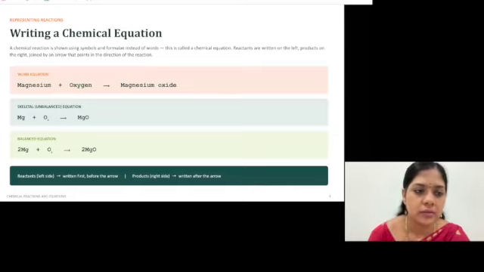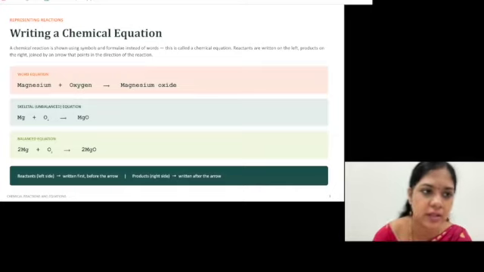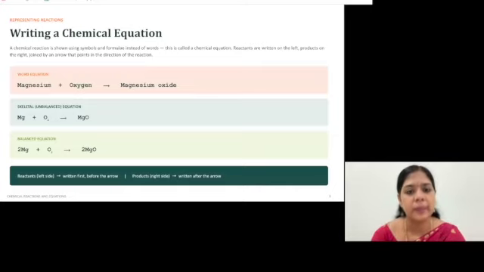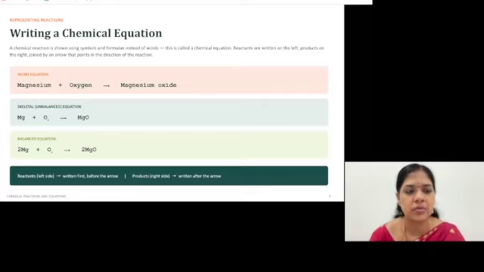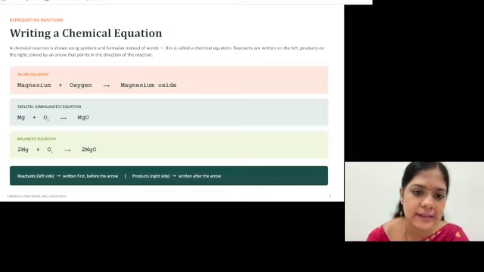Okay, so look at the reaction. Magnesium plus oxygen gives rise to Mg2O. Is the reaction balanced? Is the mass of atoms on the left side equal to the right side? No. So to balance this, we are going to write 2Mg plus O2 gives rise to 2MgO. So this is called balancing a chemical reaction or chemical equation.